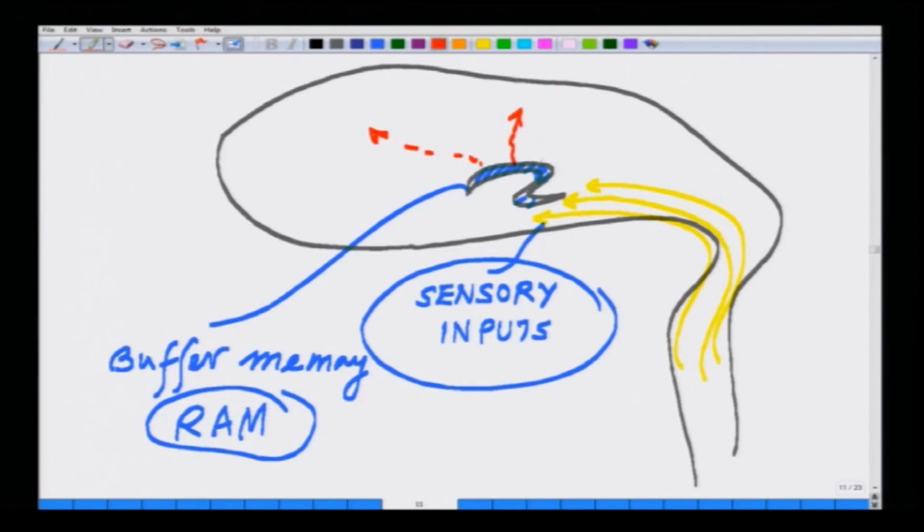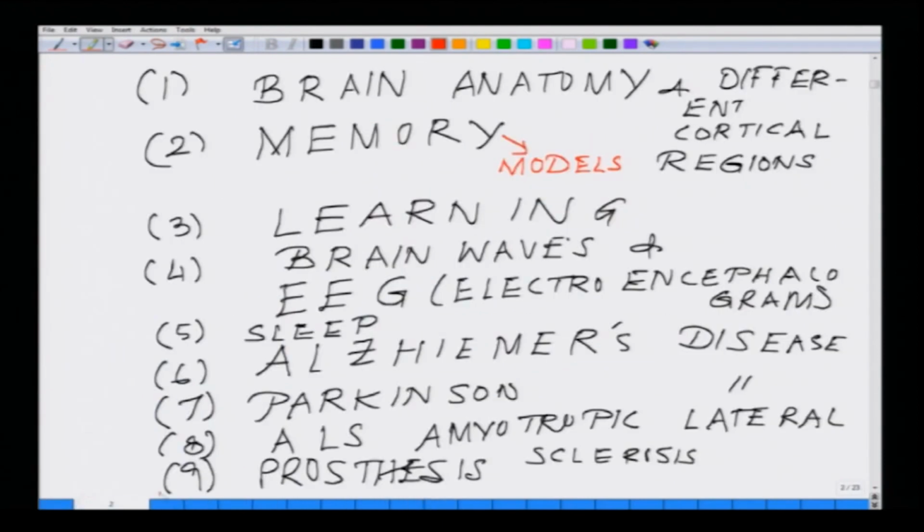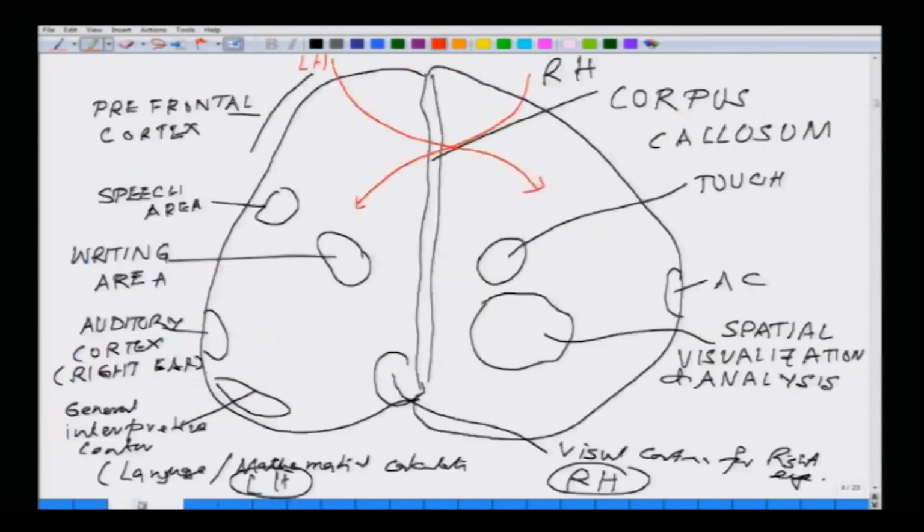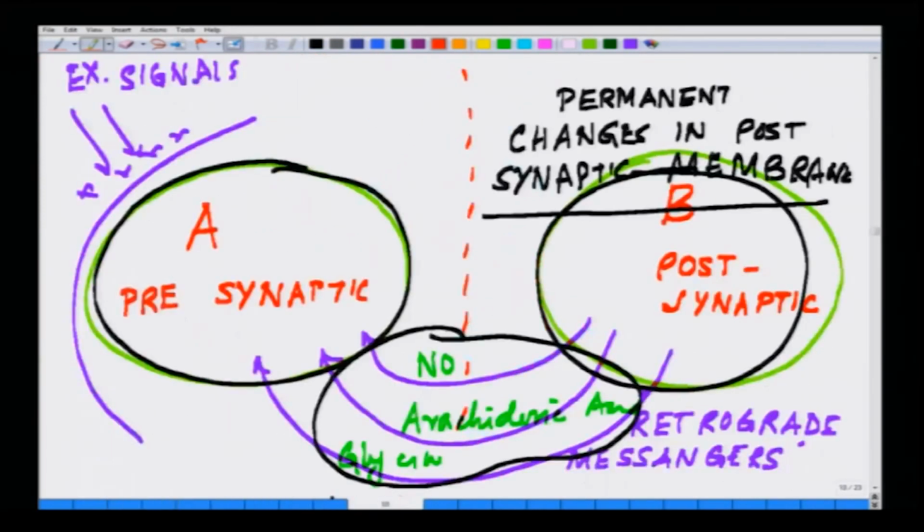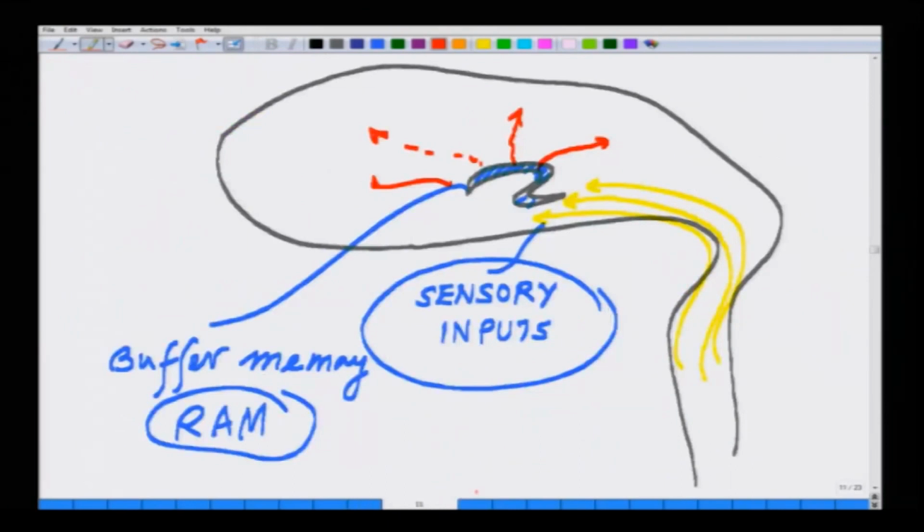If you remember when I was telling you, if you go back to the first slide, or second, sorry, this slide, there are different regions. There is a speech component, a writing component, an auditory component, a spatial visualization component, a touch component, and a visual component, the visual cortex out here. Likewise, coming back to this, it is exactly the same thing. Each one of these different components goes to its different region.